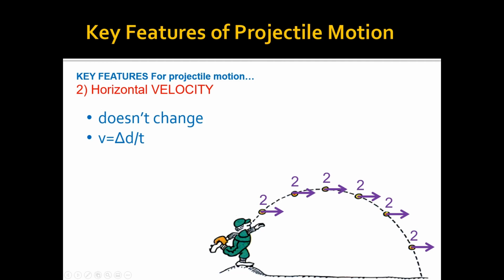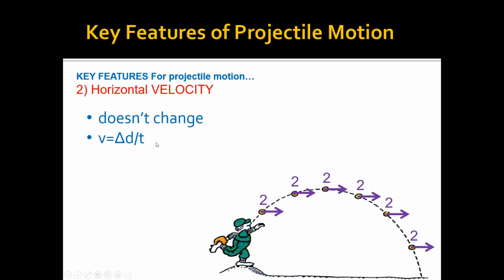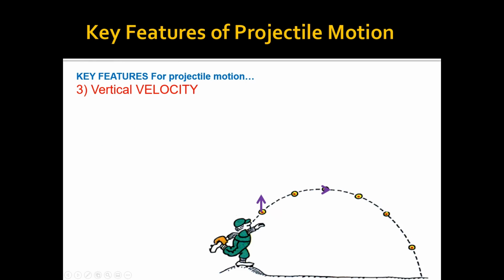Some other key features of projectile motion are in regards to horizontal velocity. In this case, we know that the velocity does not change, and therefore the acceleration is 0, and therefore the only things we need to look at are velocity, distance, and time. Therefore, we can model it in terms of only v, d, and t. In this case, we can see that no matter where we are in the trajectory of the ball, the horizontal component of the velocity will be the same. So it's going to be 2 meters per second everywhere.